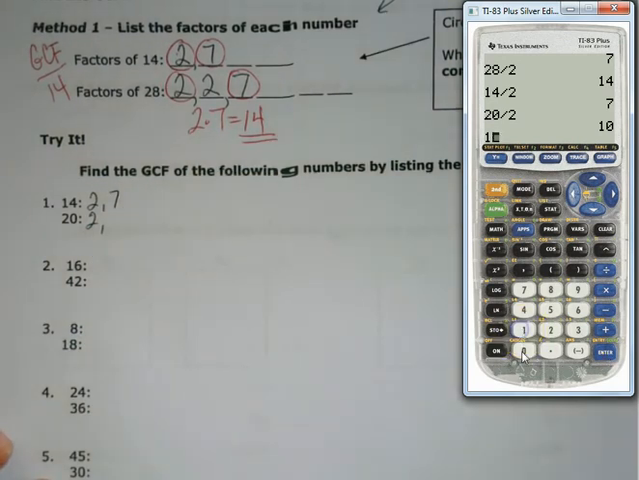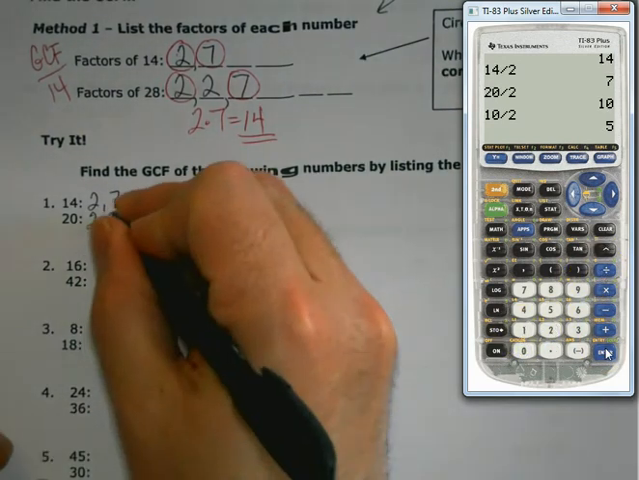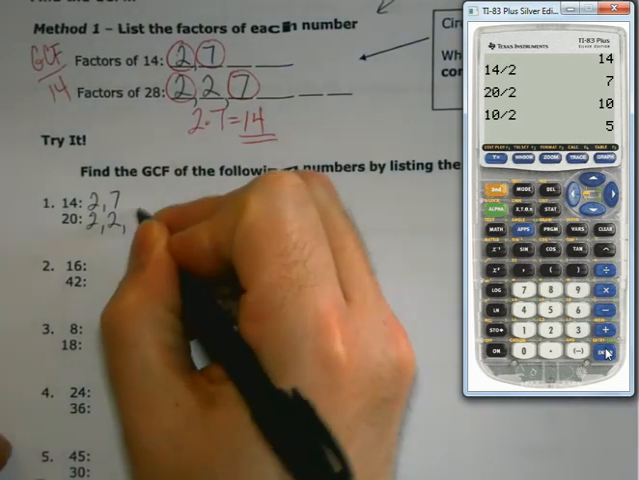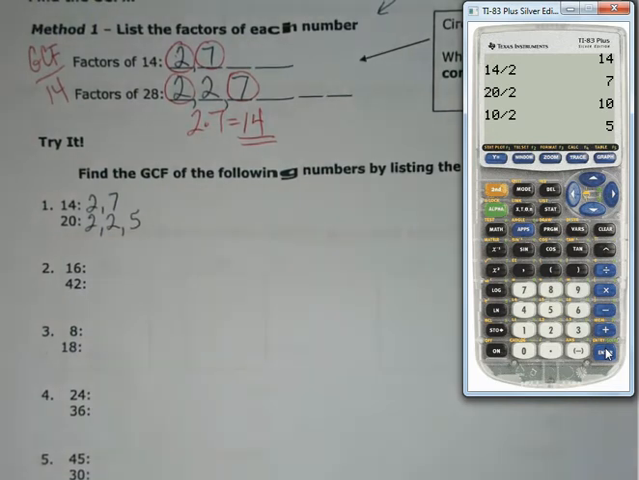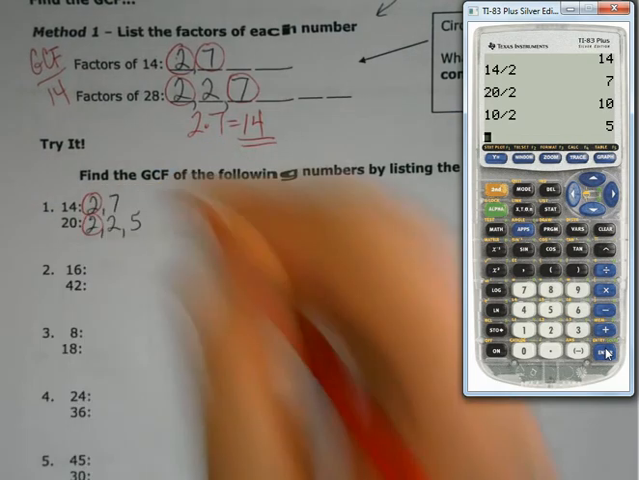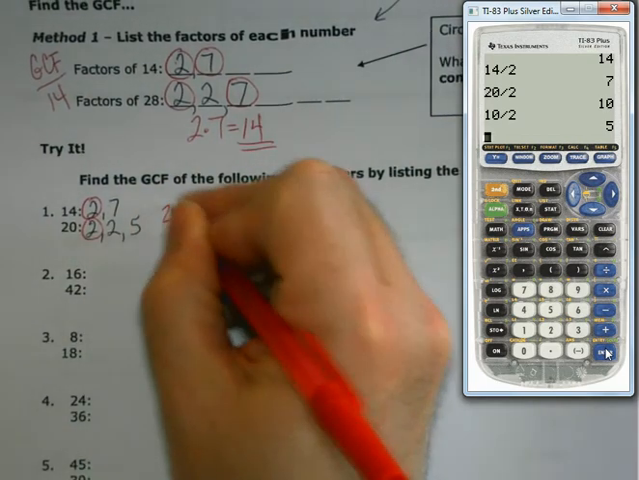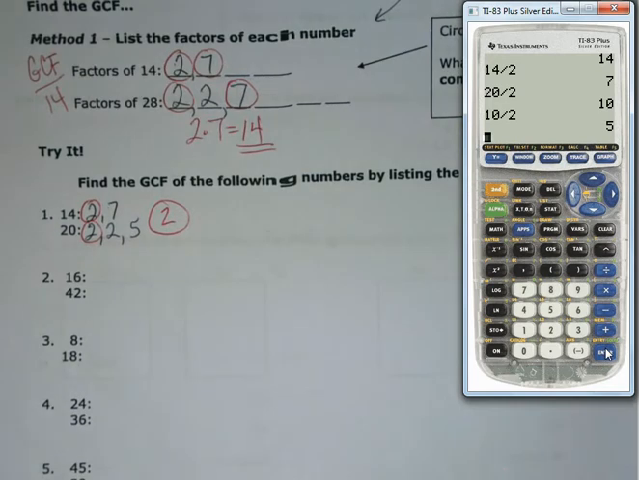Let's see, does 2 go in again? It does. But then 2 doesn't go into 5 or 3 or any of those other things. So I go back and I look and I say, okay, what number or numbers do I see in both lists? Well, each got a 2, but I don't have another 2 to circle. Those are different. Oh, my greatest common factor is 2.